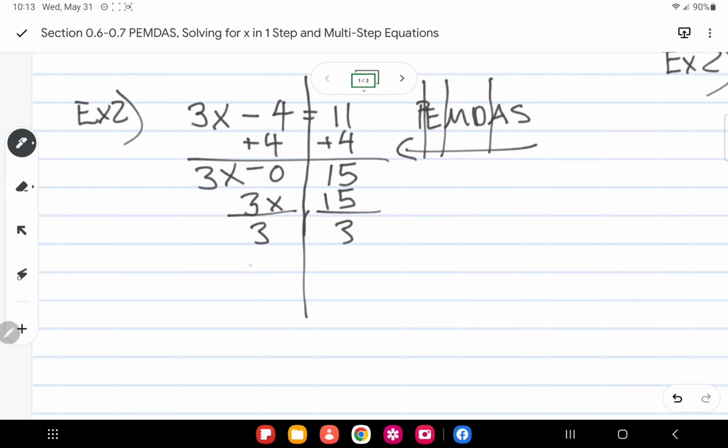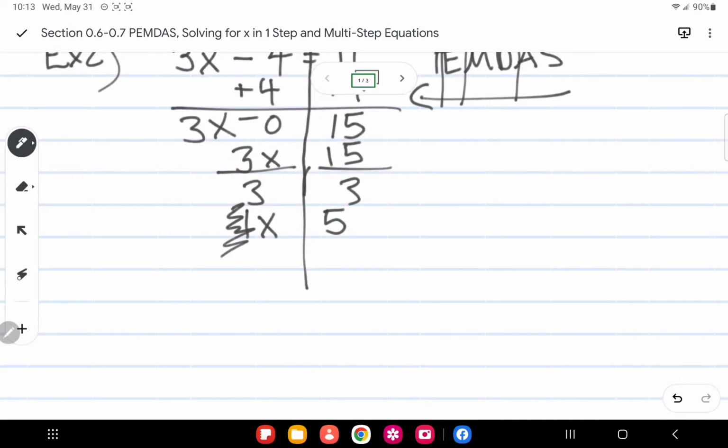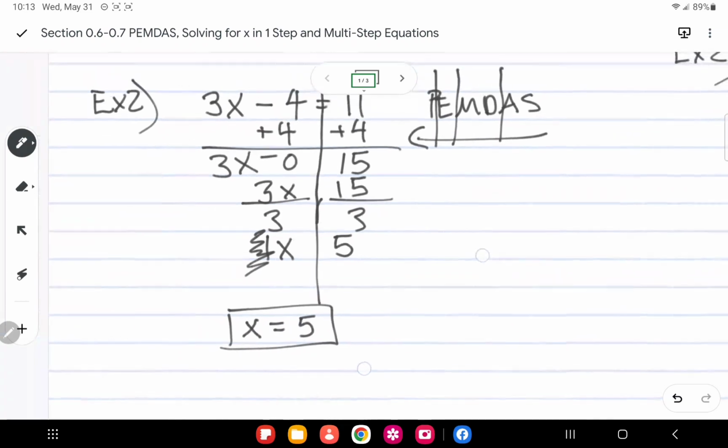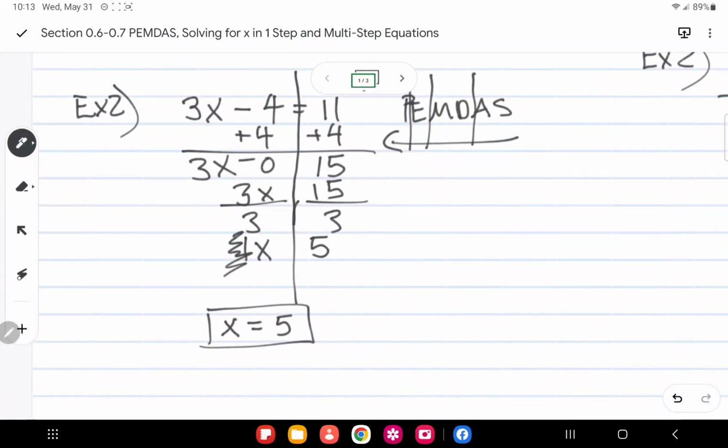So 3 divided by 3, that's just 1x. 15 divided by 3, and you should get 5 for that. Now, obviously you can just cross out the 1 in front of the x because that could be redundant, or you can keep it. It's just a matter of preference. Now we have x equals 5, and that's it. That is how you solve for x in one-step and multi-step equations.